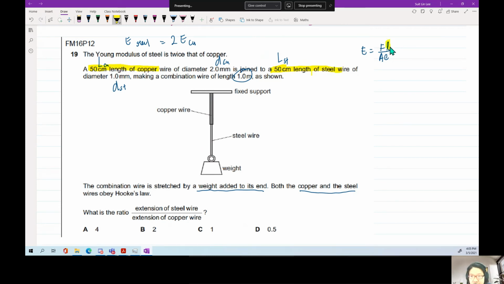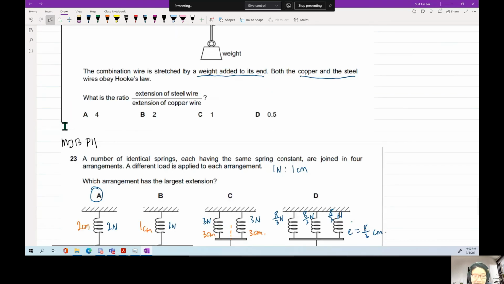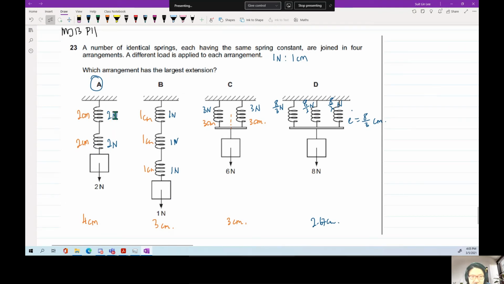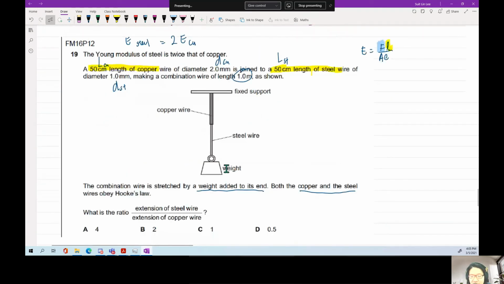So this length is constant. The force is also constant. How do I know force is constant? It's like the spring one. If I pull down by 2 Newton, you have to support 2 Newton, you also have to support 2 Newton. So whatever force I put here is still going to be the same force. So F is also constant. And they are not the same Young modulus, so Young modulus is not constant, and A over E is not constant.